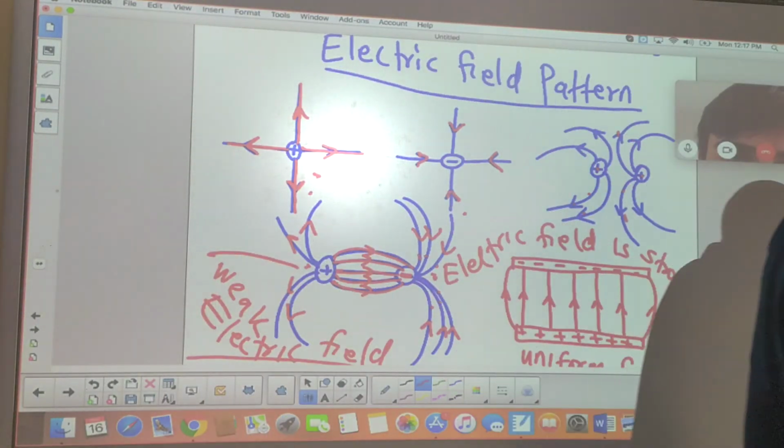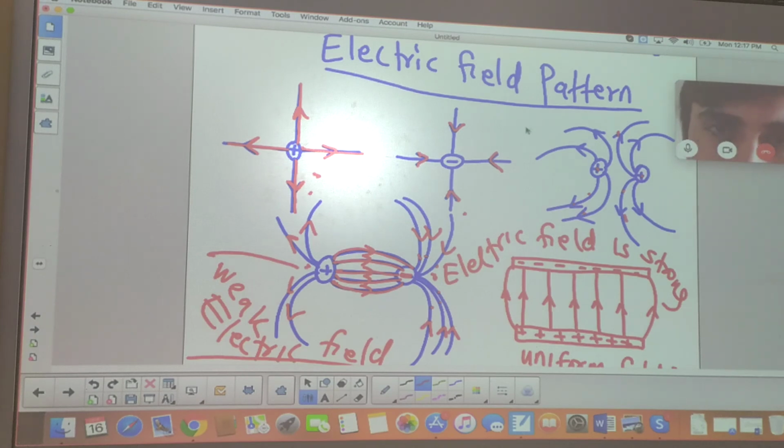Now, what about if we make, let's say we take two parallel plates. We take what? Two parallel plates. What would happen then in this case?